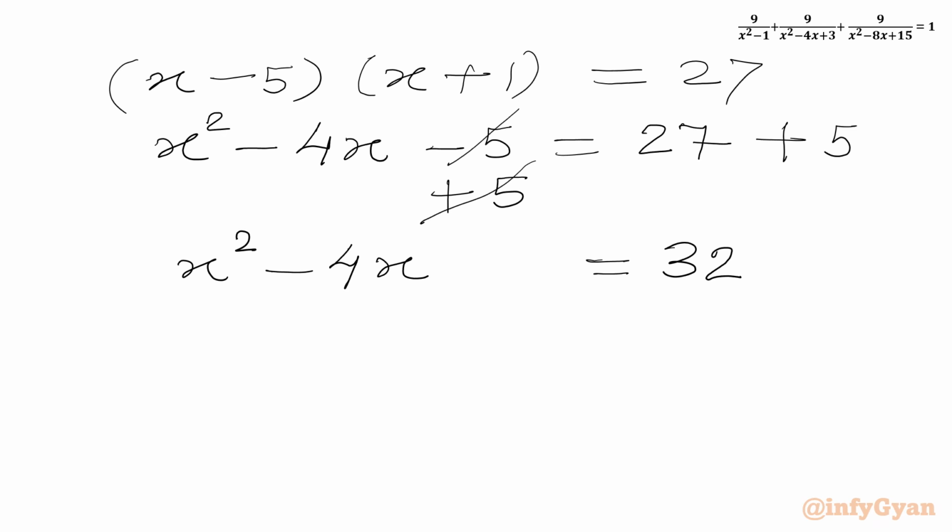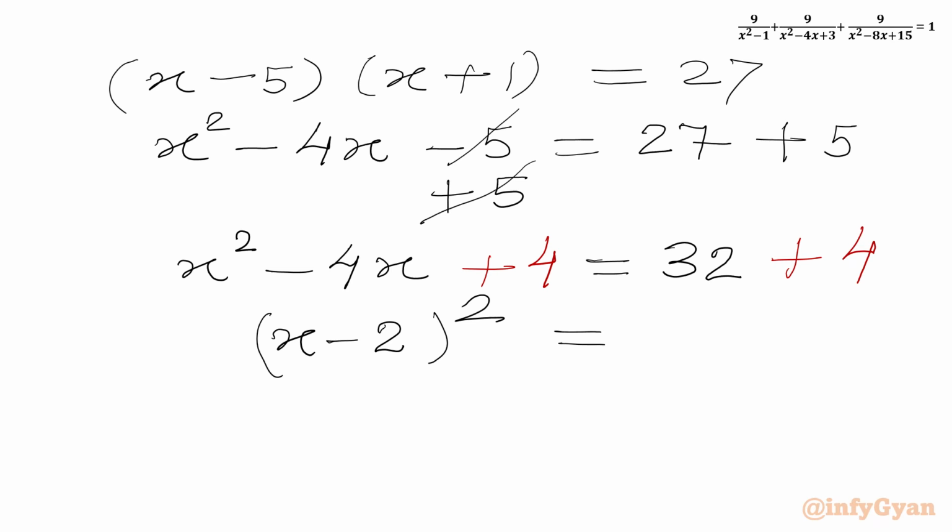Now the coefficient of x in the LHS is 4 with a negative sign. Half of that is minus 2. The square of that is 4. So we have to add 4 to both sides. Now the LHS will become one perfect square, (x - 2)², and the RHS is 36, which is the square of 6.